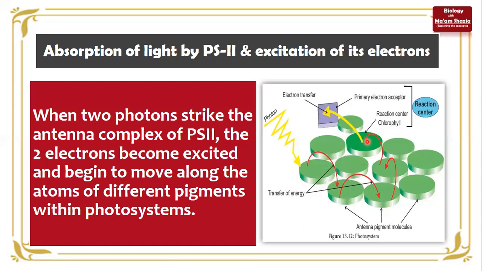Whenever the energy of this highly excited electron reaches chlorophyll A, it is transferred to the primary electron acceptor. These highly energized electrons are received by the primary electron acceptor. So when two photons strike the antenna complex of PS2, two electrons become excited and begin to move along the atoms of different pigments within the photosystem.